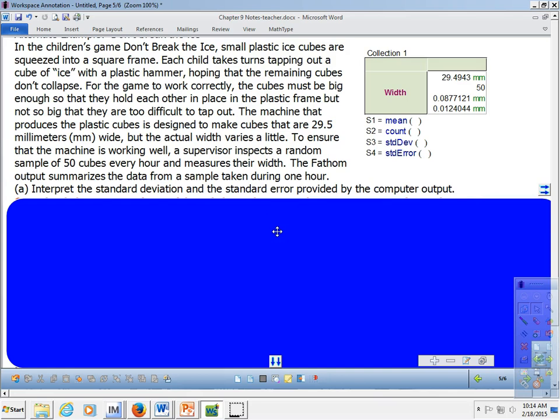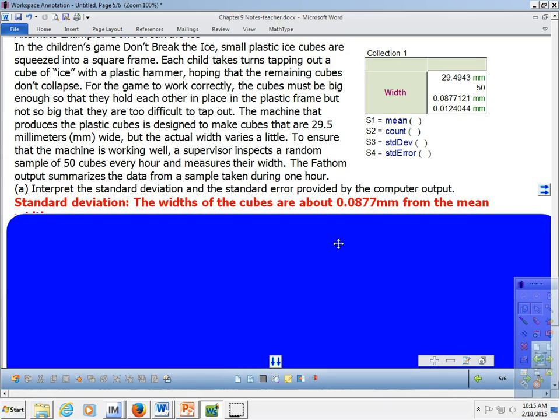Okay? Now, a question we haven't come across yet, which is why I wanted to take a look at this problem real quick, was interpret the standard deviation and the standard error provided by the computer output. Standard deviation we ought to be able to interpret. We've done that before, right? On average, a cube's width will be 0.0877 millimeters away from the mean. Okay? Sounds good enough. Standard error is what we get when we consider a sample. And so standard deviation is talking about an individual in the distribution and on average how far away from the mean they're going to be.